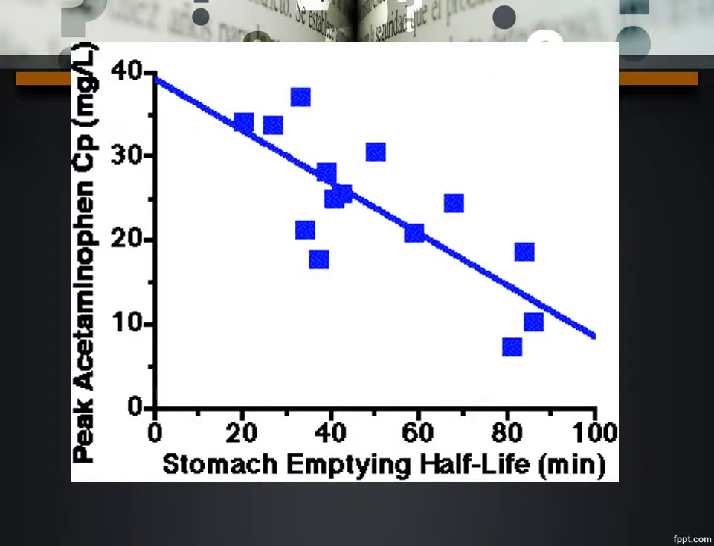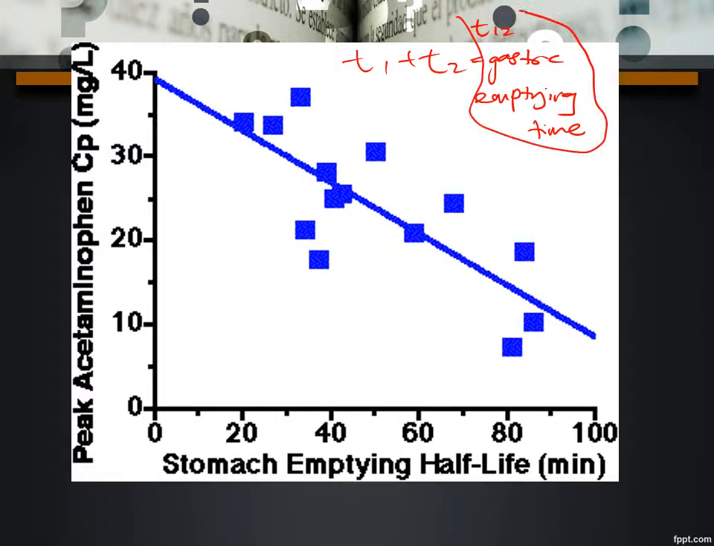So we sum up the T1 and T2 as gastric emptying time. Okay, so if we have T1/2, the gastric emptying time, as short as possible, then the drug will reach the intestine and be available for absorption.